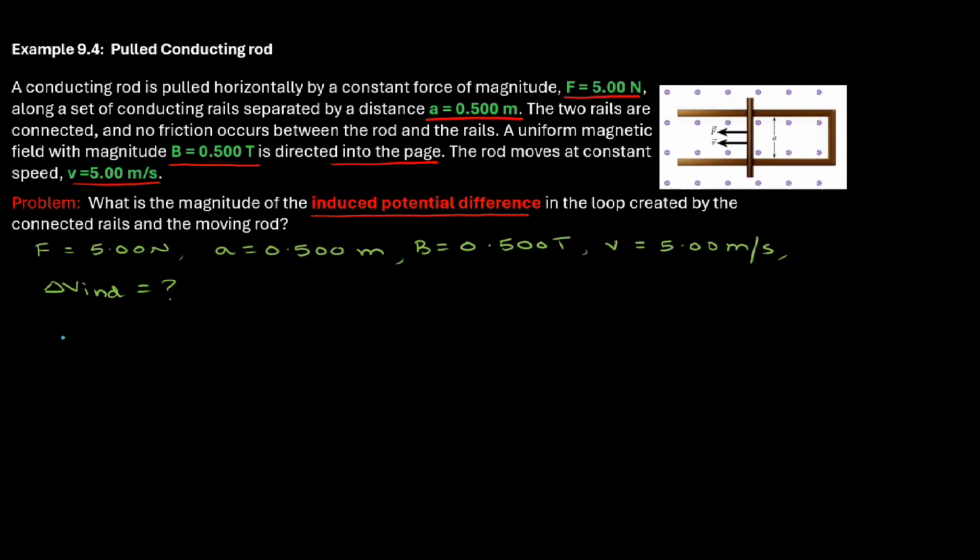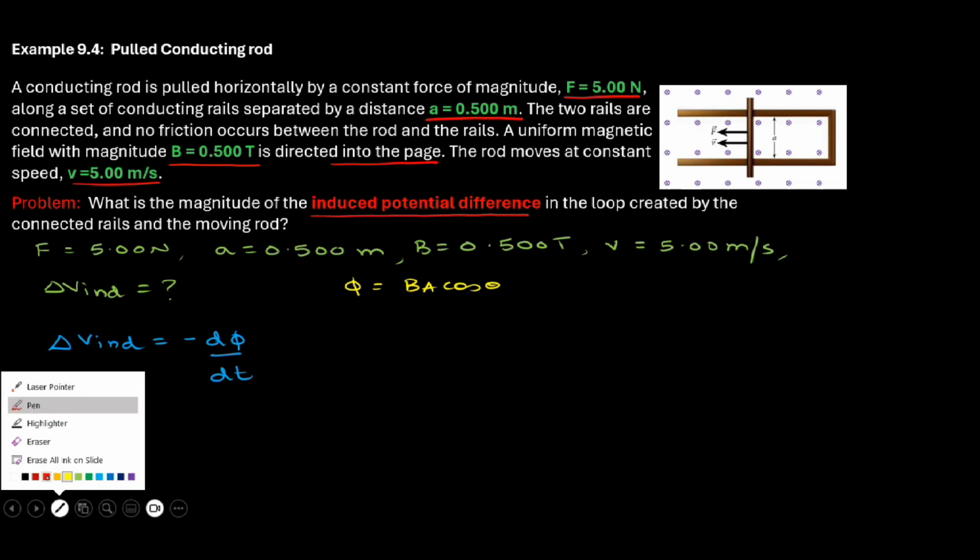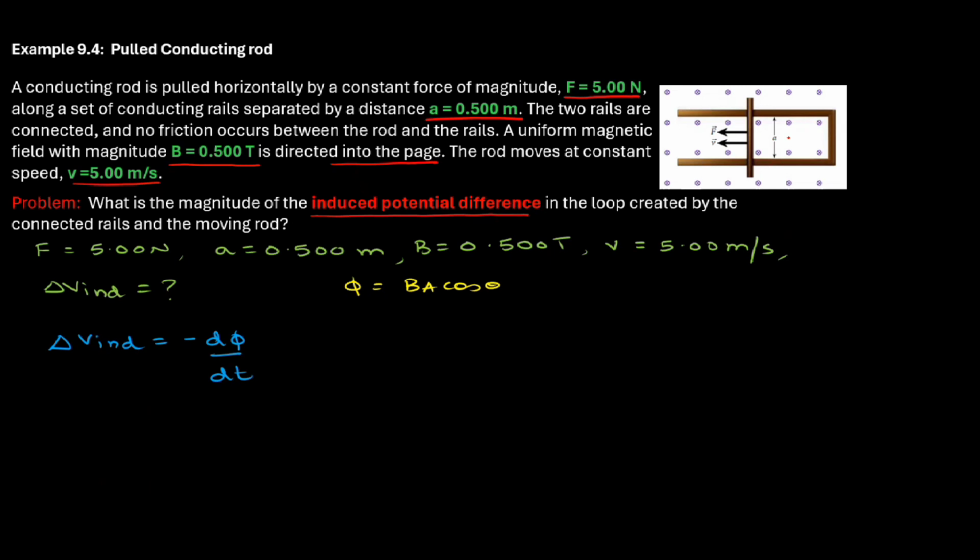From Faraday's law, we know that the induced potential difference is equal to the negative of the rate of change of magnetic flux. The magnetic flux phi can be written as B A cosine theta, where theta is the angle between the area vector A and the magnetic field B. Whenever you have an open loop, the area vector is always perpendicular to the surface of the loop.